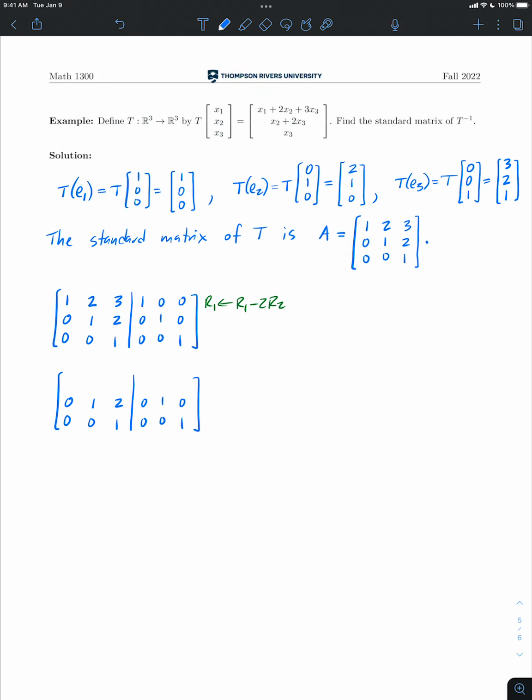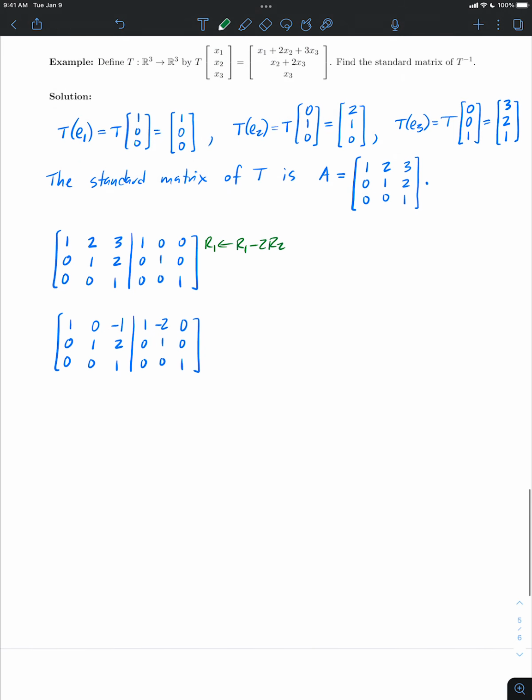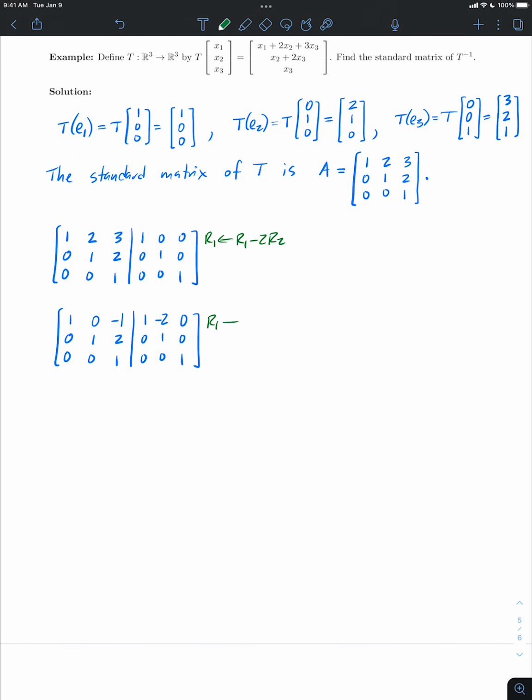So we're going to end up with 1, 0. And then if you subtract 2 from 3 twice, you're going to get negative 1. This will still be a 1, but now this will be a negative 2, and then that'll still be a 0. Okay, and then now we're going to need to take row 1 and add row 3 to get rid of that negative 1. And then take row 2 and subtract row 3 twice. And then that'll do it, right? Then we'll be good to go.